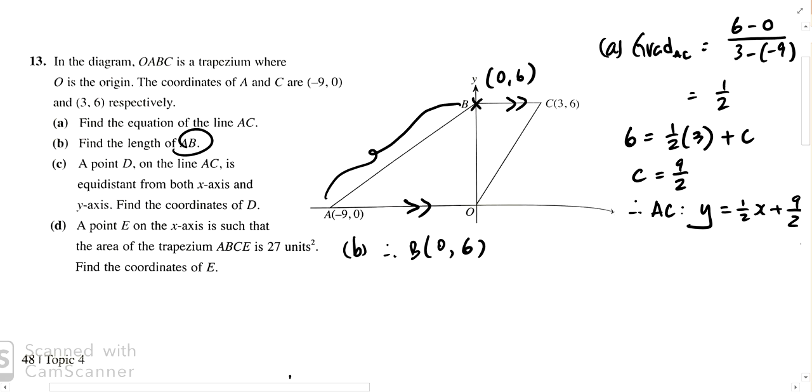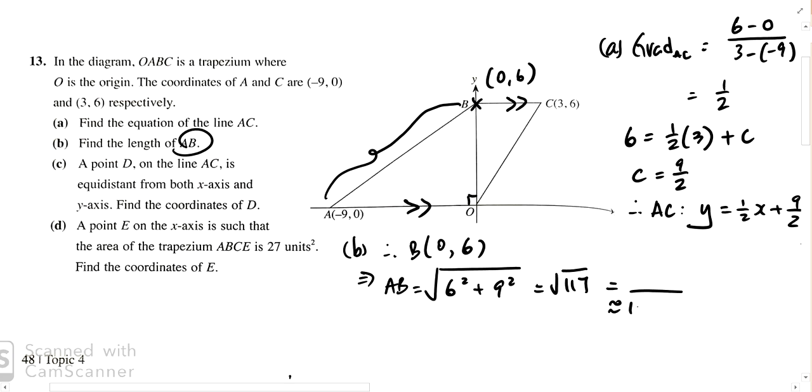And now we are ready to find the length of AB. We're going to be using Pythagoras theorem since we know this is a right angle, and that is how we derive the length of a line segment. So 6 squared plus 9 squared. This gives us square root of 117. Get the answer, round it off to 3SF, 10.8 units.